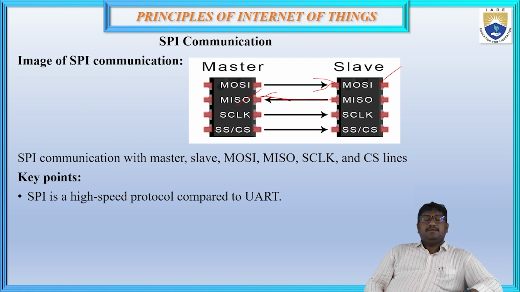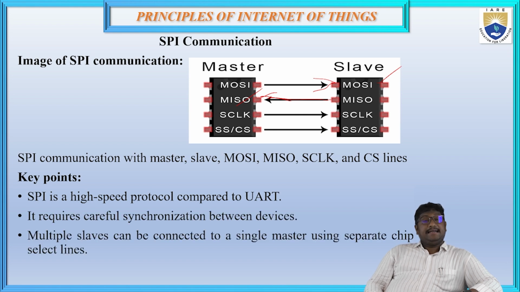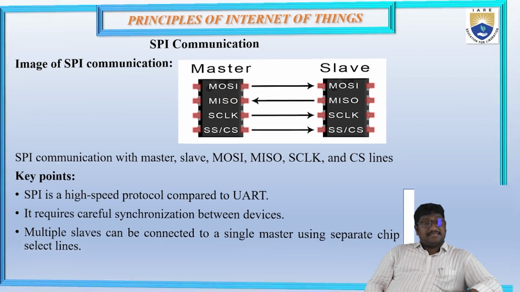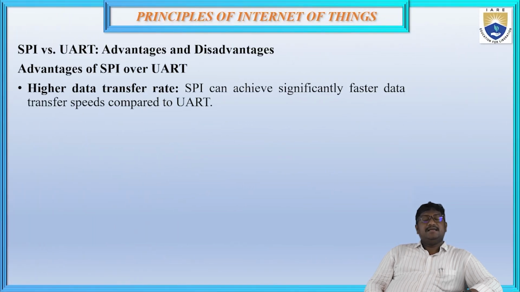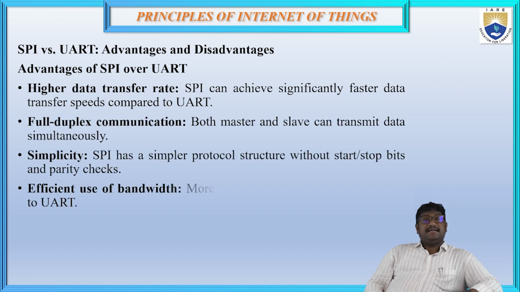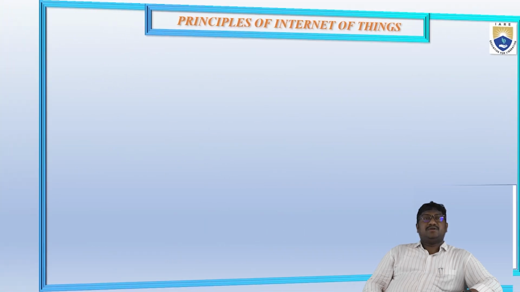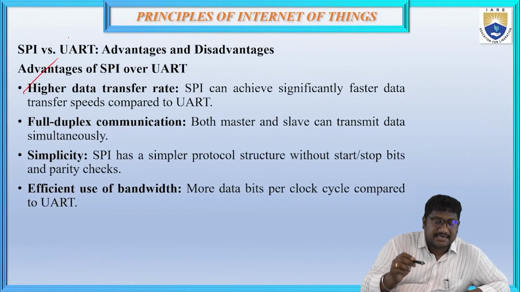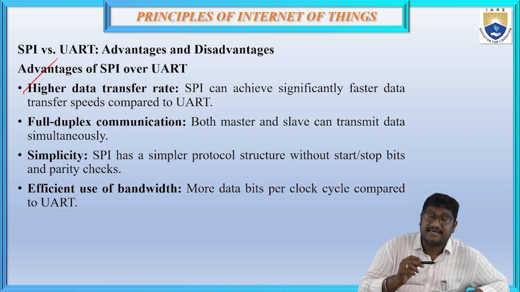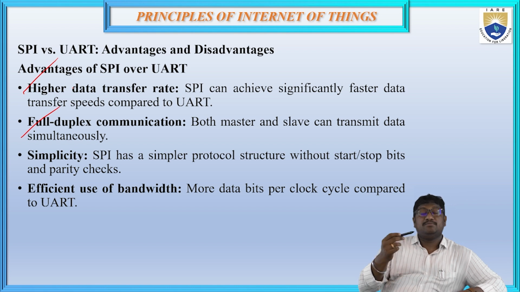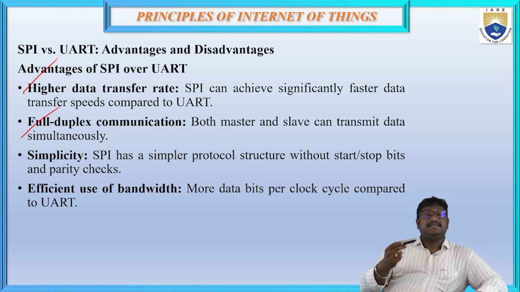Key points: SPI, we can say in a single word, is a high speed protocol compared to UART, which requires synchronization between devices. Multiple slaves can be connected to a single master with separate slave select lines. Now the advantages and disadvantages compared to UART. The first advantage is high data transfer rate. SPI can achieve significantly faster data transfer rates compared to UART. Next is full duplex communication, where data is transferred simultaneously between master and slave.